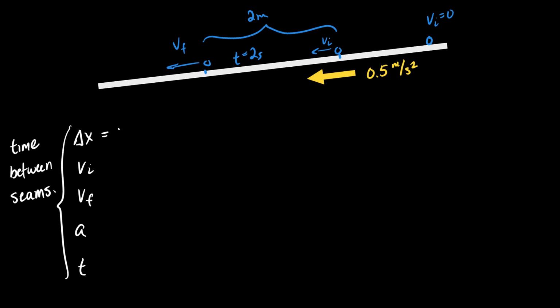Delta X, 2 meters. Initial velocity unknown, final velocity unknown. Acceleration 0.5 meters per second squared. Time 2 seconds. Oh no, the time is 0.5 seconds. Sorry, everybody. The time is 0.5 seconds.